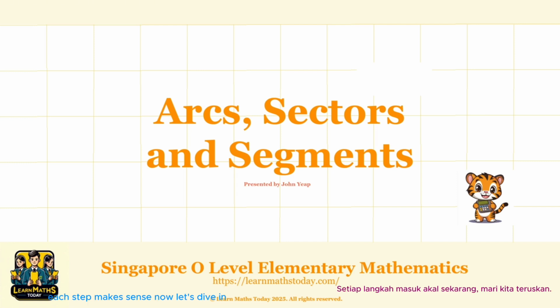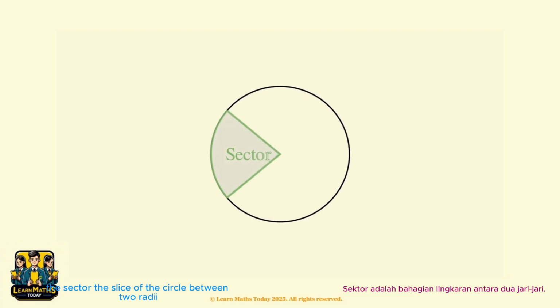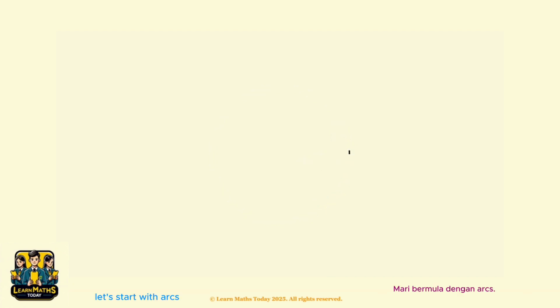Now let's dive in. A circle has three important parts we'll focus on: the arc, which is a part of the circumference, the sector, the slice of the circle between two radii, and the segment, the region between a chord and its arc. Let's start with arcs.